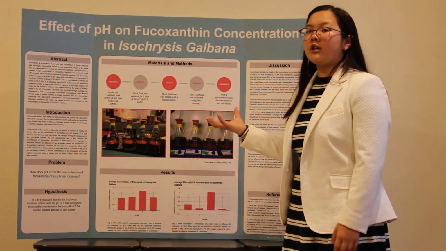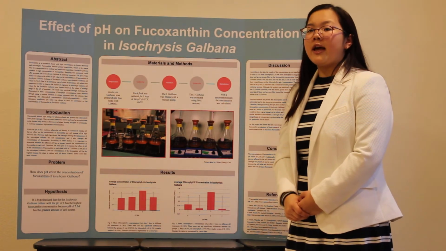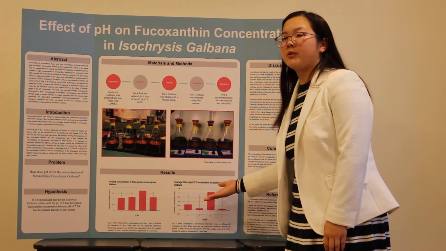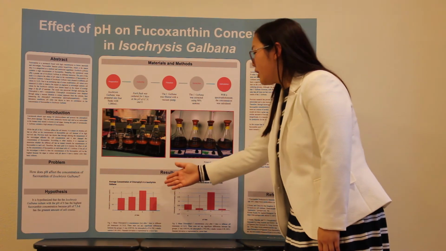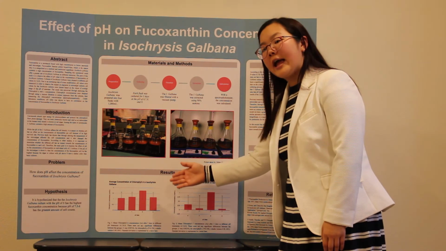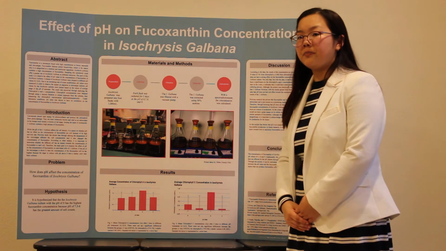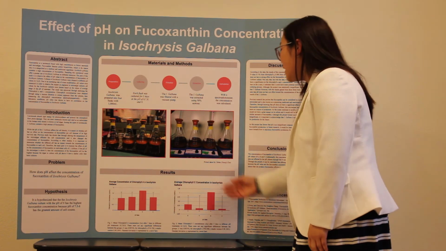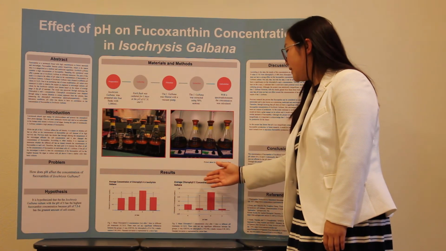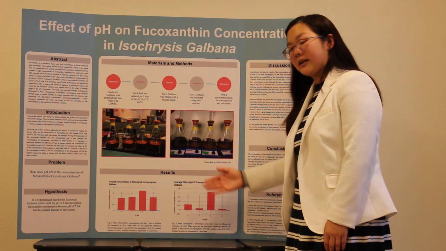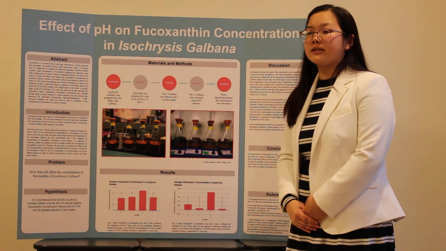So with the calculation and the use of Google Sheets and RStudio, these 2 graphs were made. The first graph, which shows the average concentration of chlorophyll A in Isochrysis gabana, has a p-value of 0.702. And the second graph here shows the average chlorophyll C concentration in Isochrysis gabana, which has a p-value of 0.906.